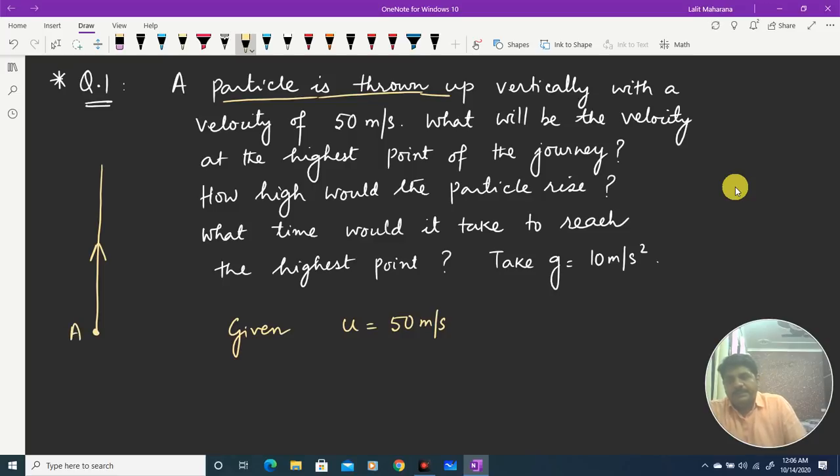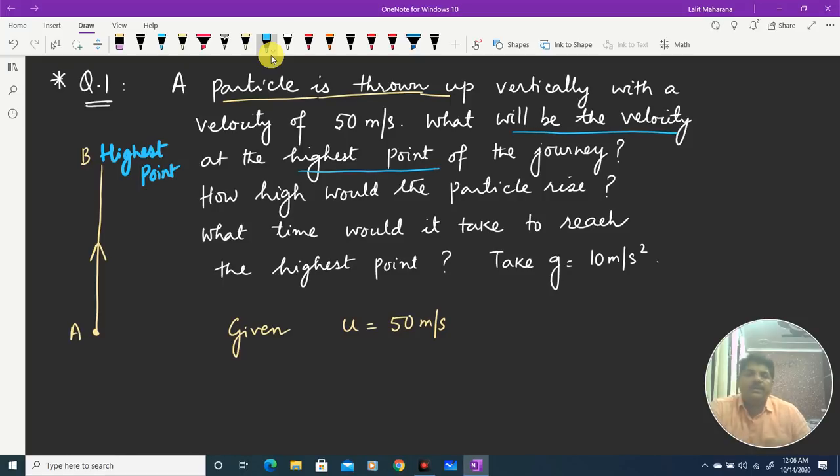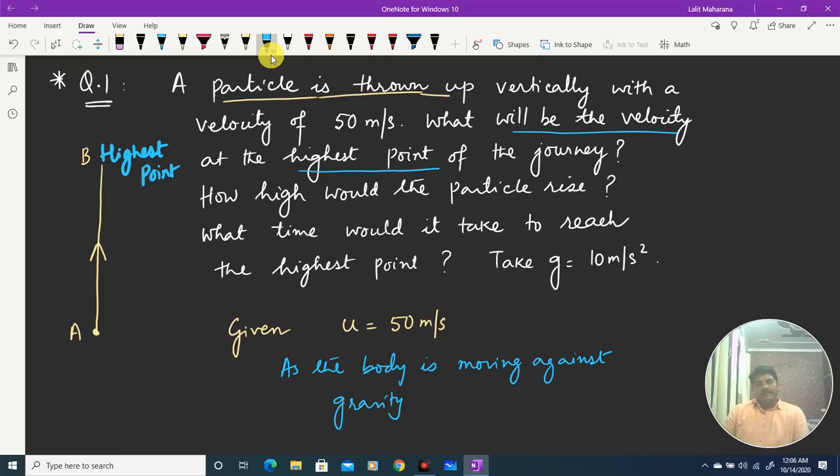So from this point, let us mark it as A and B. B is the highest point. So when it is thrown up, initial velocity is 50 meter per second. What will be the velocity at the highest point? Just now we have discussed that when a body is thrown up, it goes against gravity. So at the highest point, as the body is moving against gravity, therefore velocity at highest point is equal to 0.